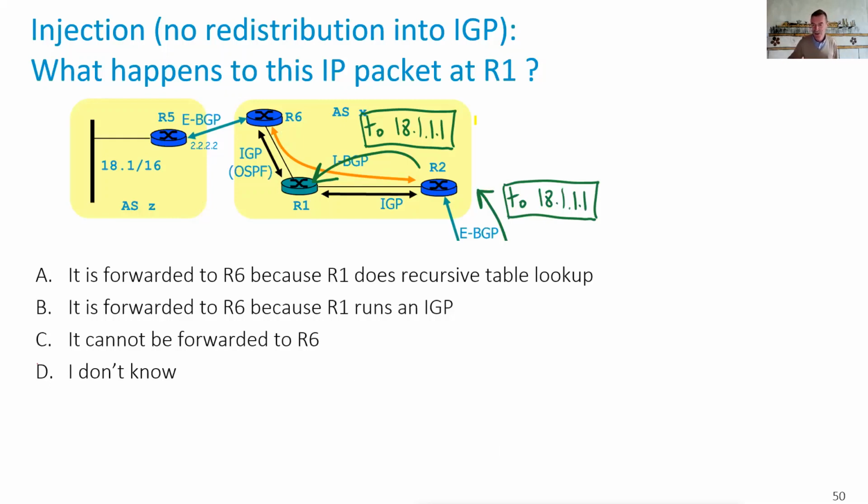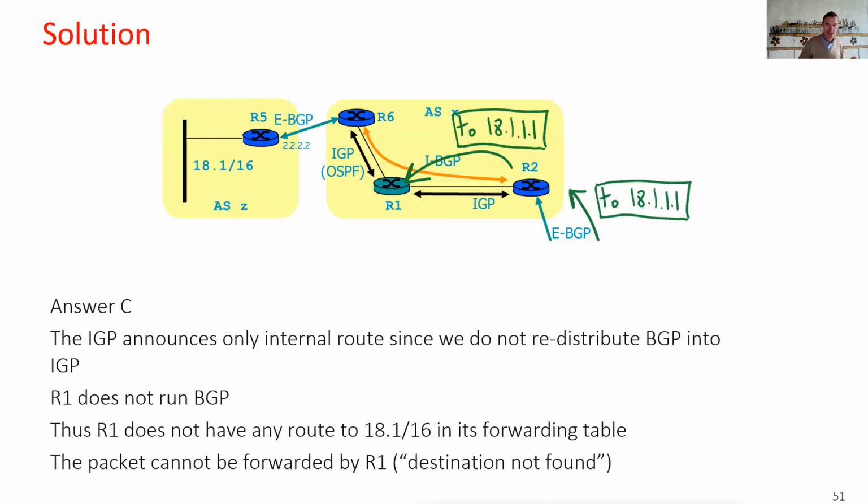So the sad truth is that in this example here, the correct answer is C. The packet will be dropped. R1 has no information about 18.1 because the only way it would have the possibility to know about it is if 18.1 had been redistributed into OSPF. But we assume here it's not done, we do only injection.